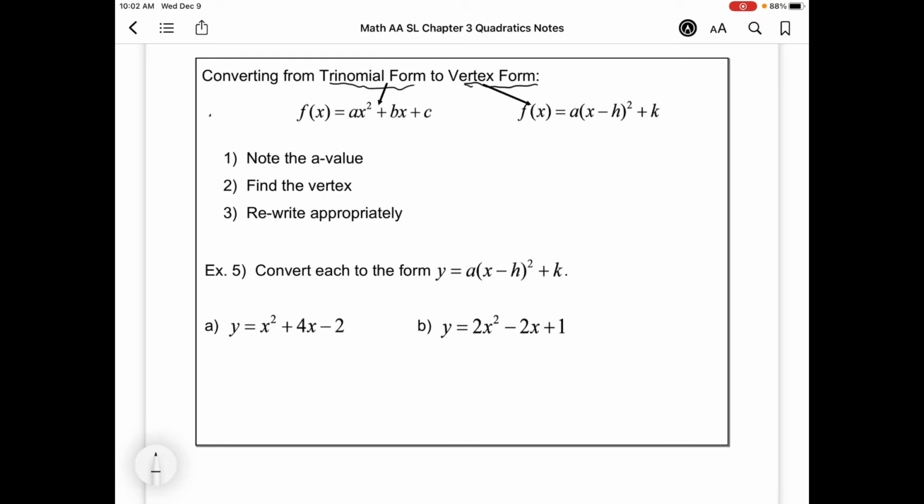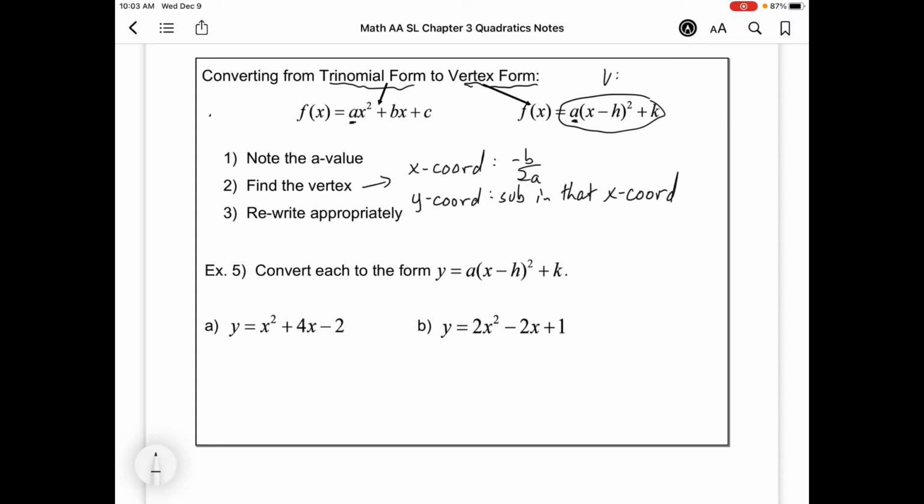So notice in both of these functions there's this a value. It means the same thing in both of them. It's the leading coefficient, tells us about steepness and direction of opening. Find the vertex would be our next step. So the x-coordinate of the vertex is negative b over 2a. The y-coordinate comes from subbing in that x-coordinate that we just found. And then we can rewrite appropriately, knowing that in this form, the vertex is at h and k.